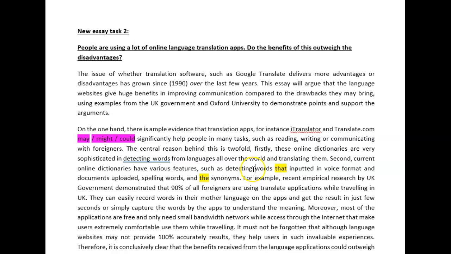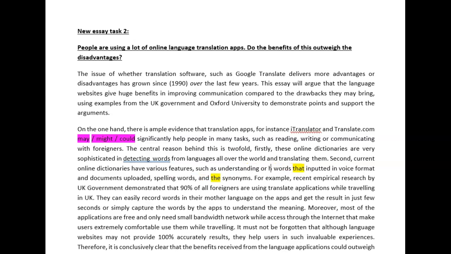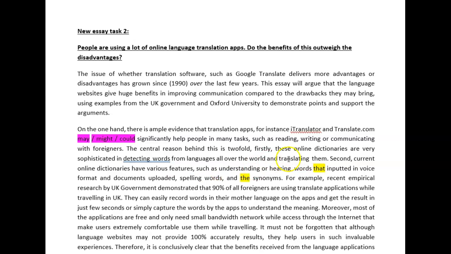Just watch for these ings, okay? These are the gerund form, and you need to have that all the way through here. We've just spotted that though. You've got detecting words and detecting words. So maybe instead of detecting, maybe have understanding or hearing. So don't repeat yourself. Just try and add always more vocabulary, okay?